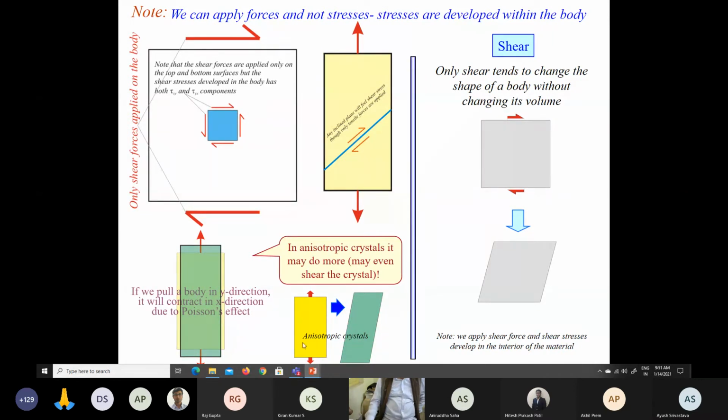So we have these anisotropic crystals on which this effect may be more predominant. Now, as I told you earlier, shear stresses tend to change the shape of the body without changing its volume. So when a body is acted upon by shear stresses, you can see clearly the effect of distortion on the body. Without changing volume, there is change in shape. So we apply shear forces, and shear stresses are developed in the interior of the material, very clearly exhibited here.